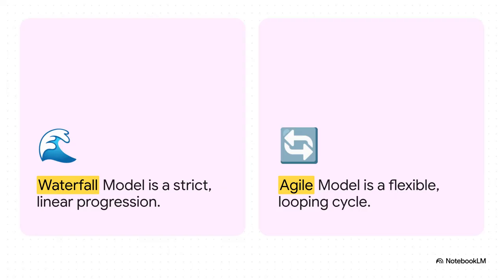Now, there are generally two popular ways a team can run this entire relay race. The classic waterfall model is a very strict linear progression. You finish one phase completely before you even think about starting the next. But then there's the agile model, which is what most teams use today. It's a flexible, looping cycle. Agile is great because it lets the team adapt quickly if, say, the restaurant owners suddenly change their minds about what features they want midway through the build.